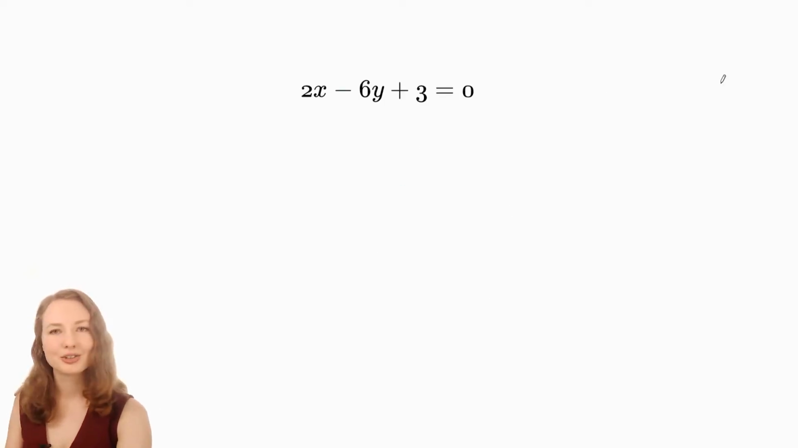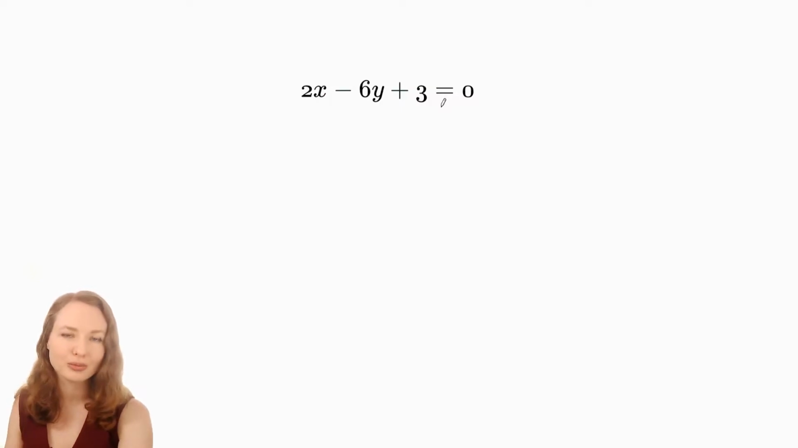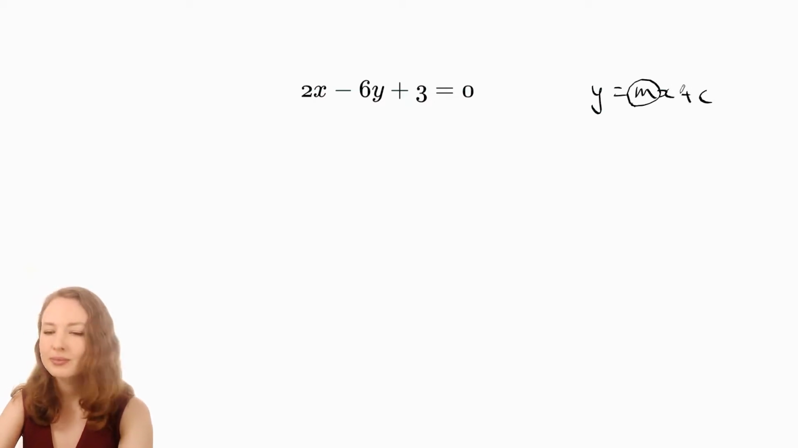Another area where students sometimes run into trouble is when the original line is written in general form. So you might like to pause the video here and see if you can work out what the slope of that line is. Now, what I would do is try to solve this equation for y. So put it into the form y equals mx plus c, because then you can read off the slope from that. So let's move the 6y over to the other side.